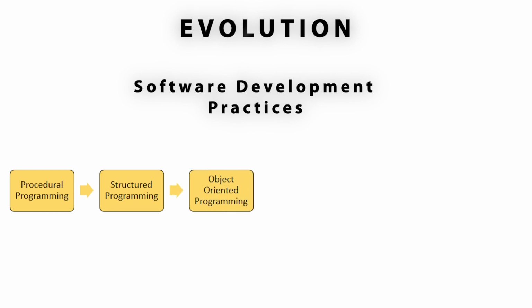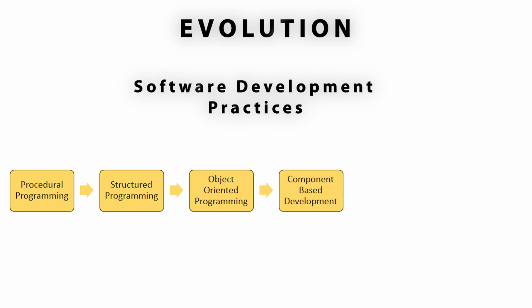OOPS, that is Object-Oriented Programming, revolutionized software development by introducing the new concept of objects which encapsulate both data and behavior. OOP promotes principles like inheritance, polymorphism, encapsulation, enabling modular and reusable code. Languages like C++, Java, and Python are commonly used languages which use OOPS.